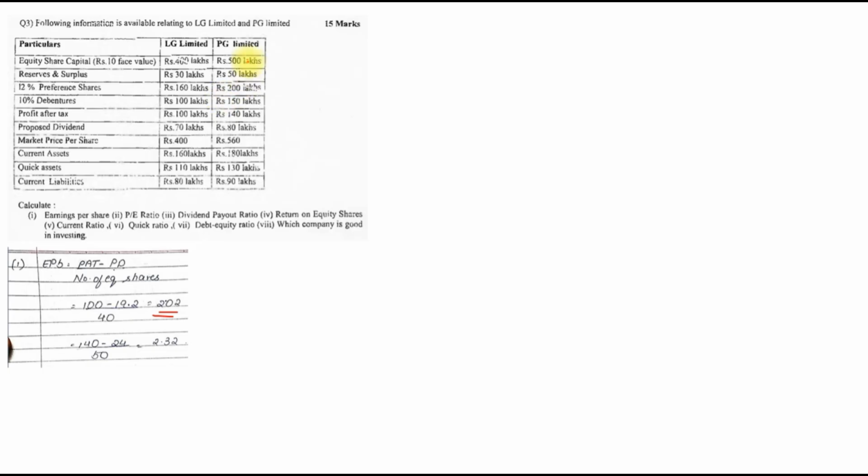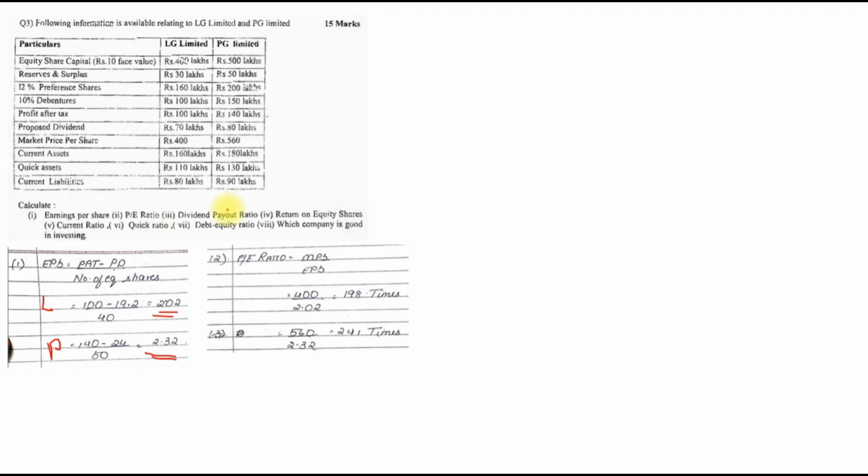Same way for PG Limited. This was LG Limited and now this is the PG part. Okay. Again, profit after tax is 140 minus preference dividend, 200's 12%, which comes to 24, upon 500 divided by 10, which comes to 50. So we get earning per share as 2.32. Next, they ask you to find the PE ratio, that is market price upon EPS. Market price is 400 and 560 respectively, and EPS we have already found.